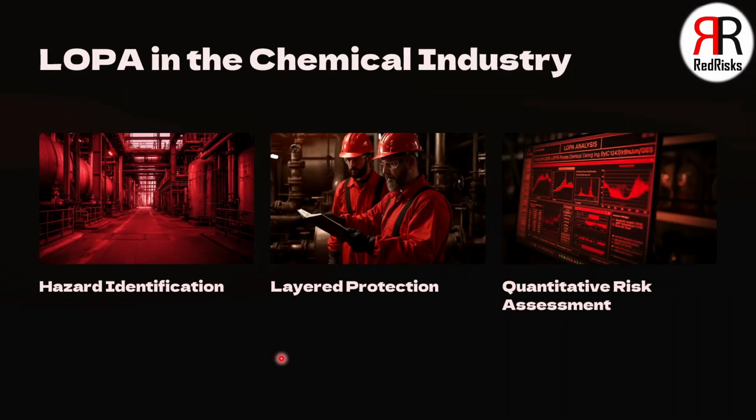Let's peel these back one by one and let's look at LOPA in the chemical industry. LOPA is crucial in the chemical industry to systematically look at hazards such as toxic releases, explosions, and fires and assess the effectiveness of their safeguards. LOPA helps chemical facilities implement multiple IPLs, independent protection layers, including alarms and emergency shutdown systems and human intervention to mitigate the consequences of those hazardous events.